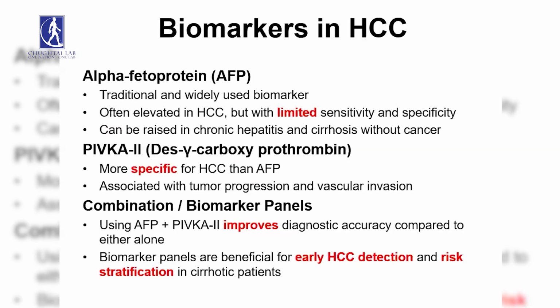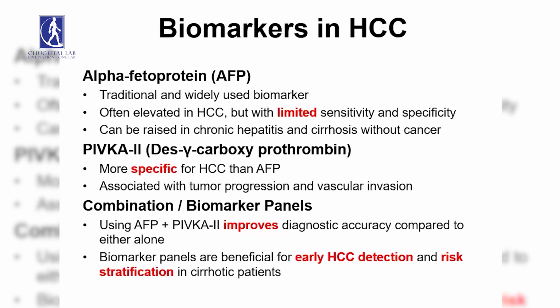There are different biomarkers related to hepatocellular carcinoma, like alpha-fetoprotein, which is a traditional and widely used biomarker and often elevated in hepatocellular carcinoma, but with limited sensitivity and specificity. And it can be raised in chronic hepatitis and cirrhosis without cancer.